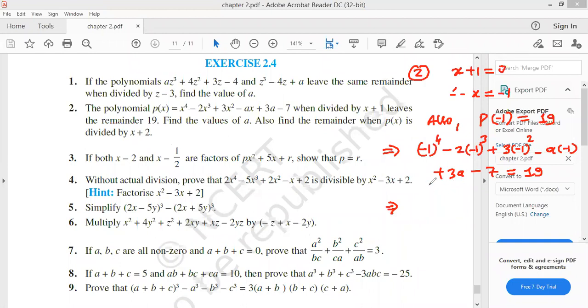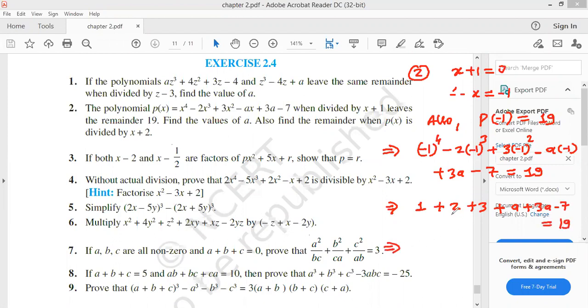Now, minus 1 to the power 4 is 1. And this minus 1 cube is minus 1. Minus 1 into minus 2 is plus 2. Correct? And this is minus 1 square is 1. 1 3s are 3, plus 3. And this is plus a plus 3a minus 7 is equal to 19.